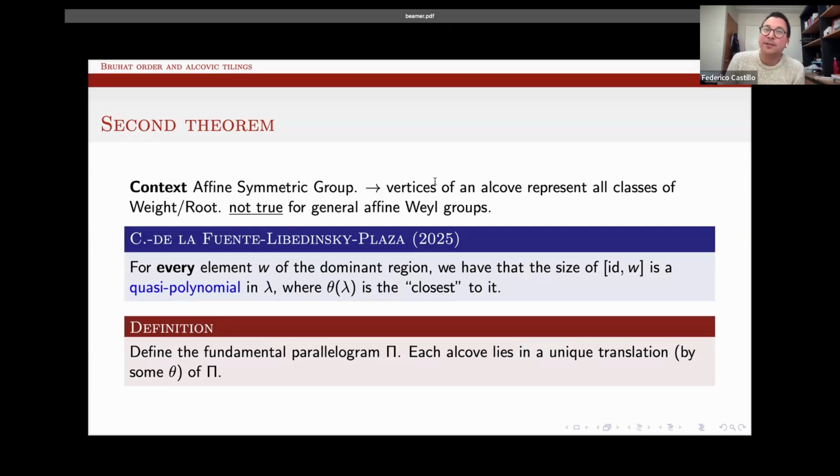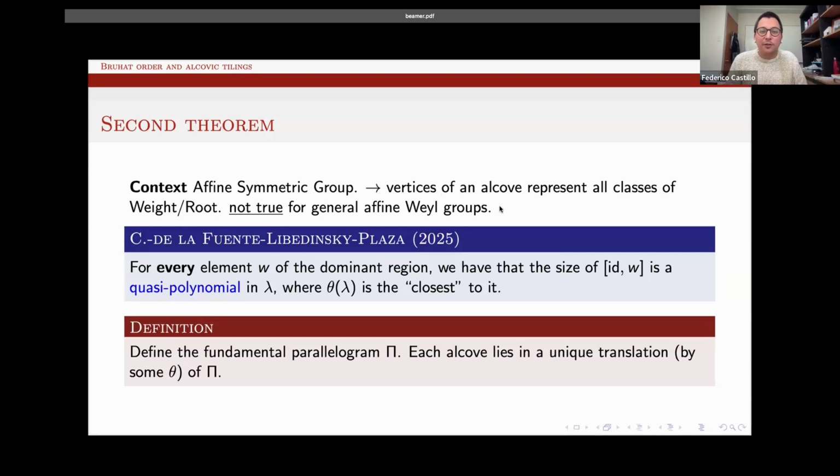And why not? For the experts, one thing that is true in type A that is not true in other types is that alcoves, the vertices of any alcove, represent all classes of the weight lattice modulo the root lattice. Like all the equivalence classes between these two lattices. And this is not true for general affine Weyl groups, where this quotient may be bigger. For example, in type B, you have more than 2 vertices in an alcove. And this is a technical problem in our argument. So only for type A, so that's good.